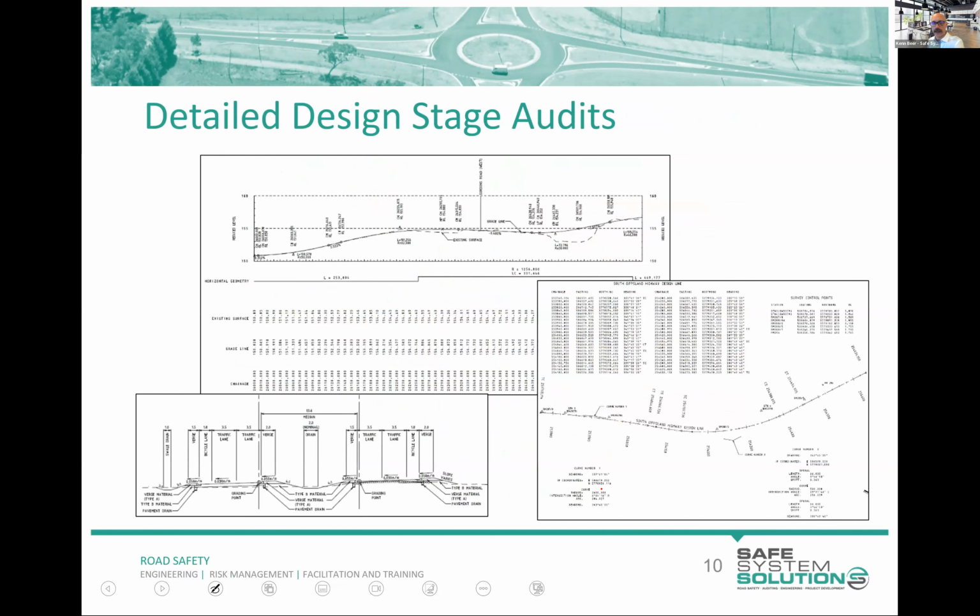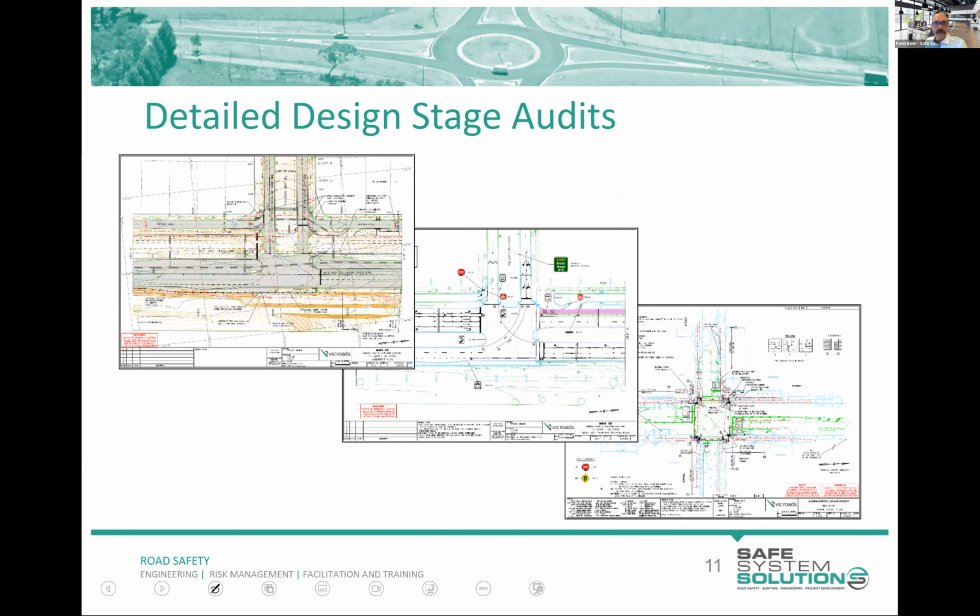This is where you get a heap of detailed design information. You'll get long sections, cross sections, so you get the geometric layout. You get all these pavement plans, signs and line plans, signal plans, phasing diagrams and everything, if it's involving signals. There is a lot of detailed technical information that you'll be handed over, and you're expected to be able to work through that and identify safety deficiencies if they build it the way that they are designing it.